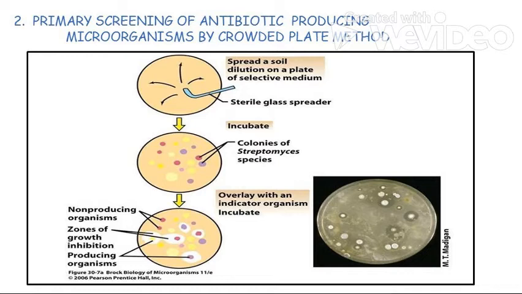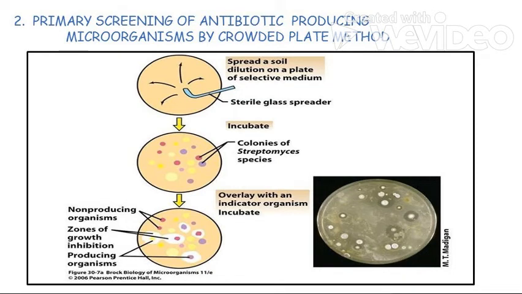So you will be able to find colonies of Streptomyces species, an Actinomycete, which is very famous for the production of antibiotics. Right. You will also find non-producing organisms which do not produce any type of zone. Then zones of growth inhibition surround the producing organisms. So you are able to see the surrounding zone, right? Here the other colonies are already inhibited. Now which colonies are inhibited? Sensitive organism colonies are inhibited.